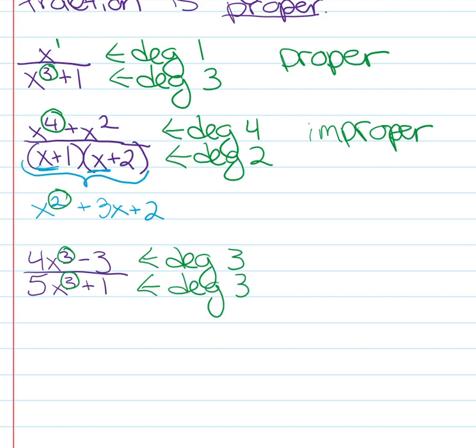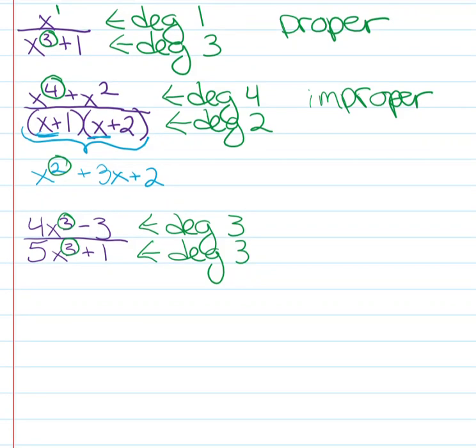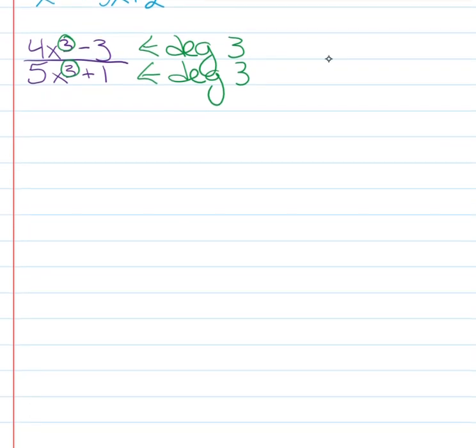There's two ways to think about it. The first way is if the degree of the numerator is smaller than the denominator. Is our numerator here smaller than the denominator? Is 3 less than 3? No, that's not true. 3 is equal to 3, but our numerator has to be less than. So this is improper.